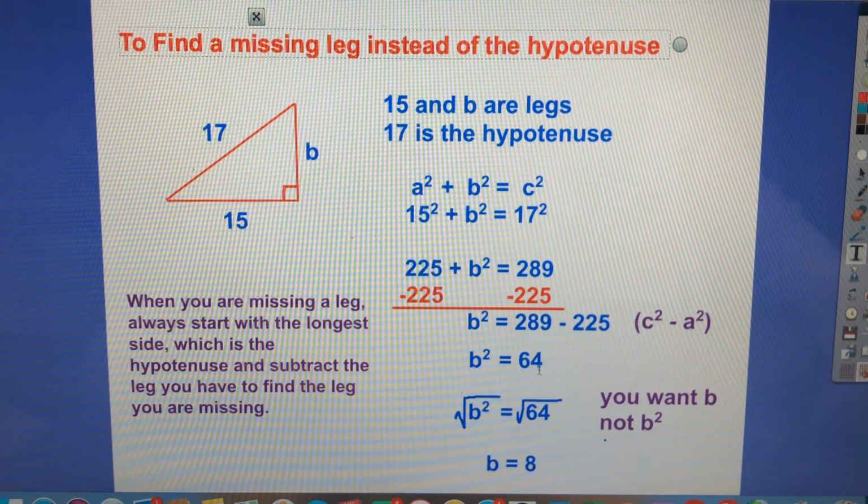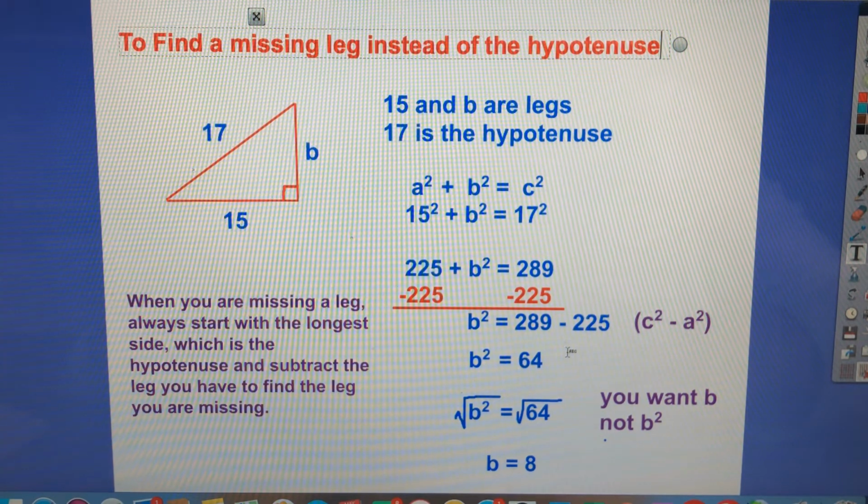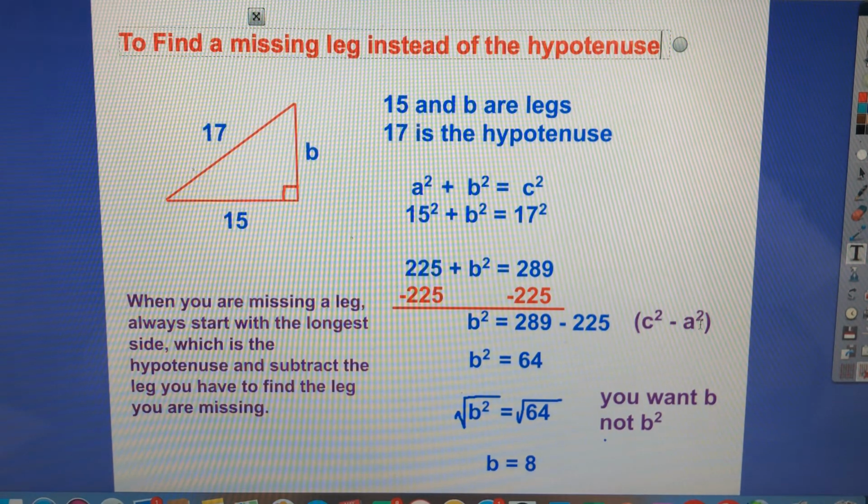So to find a hypotenuse, I add the legs squared. To find a leg, I take the hypotenuse and I subtract the leg I have squared to equal the leg I'm missing.